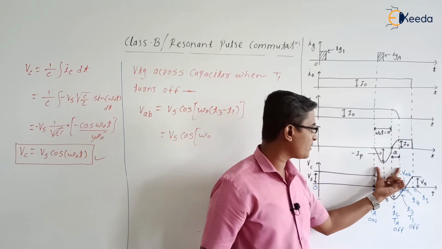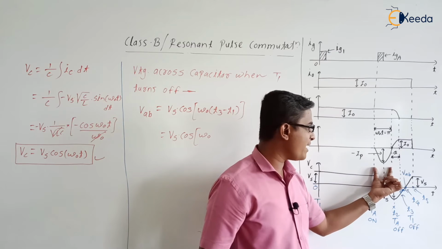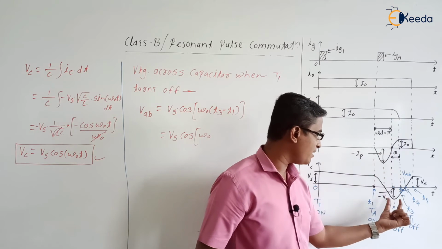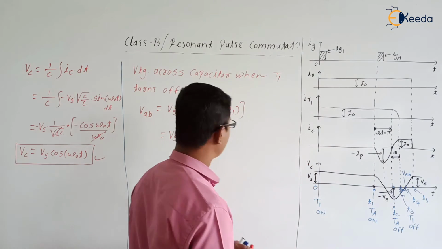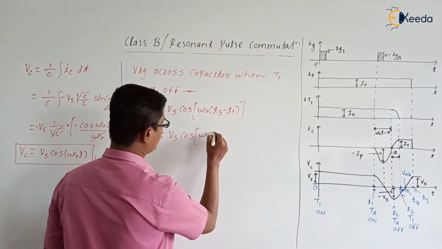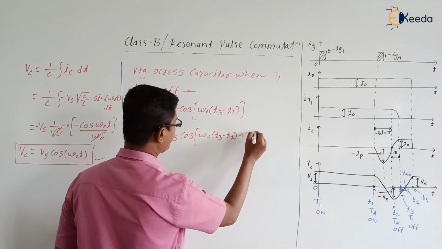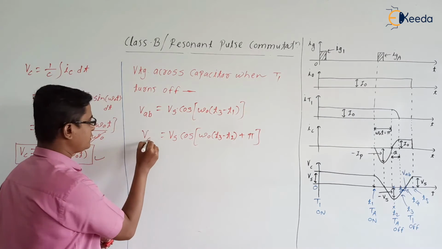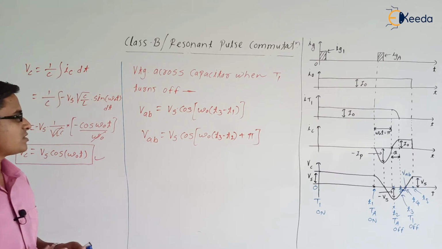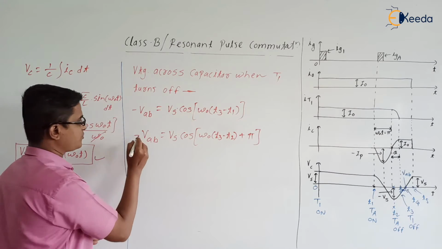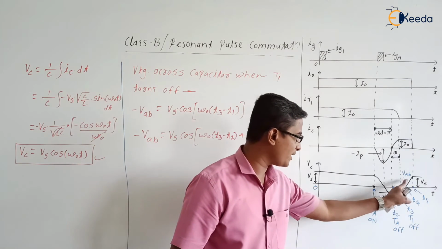This angle means, this is pi, that is omega 0 t. So it is pi plus omega 0 (t3 minus t2). Are you getting the point? This is VAB, the voltage across the capacitor. But it is negative, so that's why we need to put it as minus VAB, because the voltage is negative.